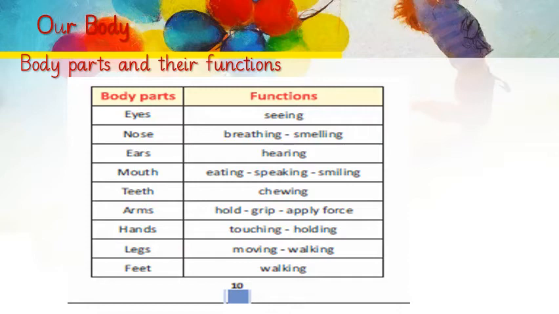Next are the arms. Arms help us to hold the things, to grip the things, and to apply force to something, to move the things as well. Next come hands. Hands are meant for touching and for holding things. Then legs. Legs help us to move, to walk, to run, to play, and to do jogging as well. Next is feet. Feet are meant for walking. Without feet we cannot walk. So all these body parts are very important because each body part performs a specific function.